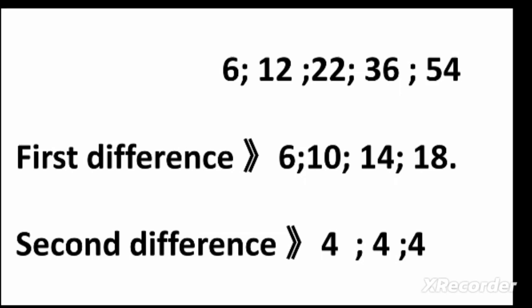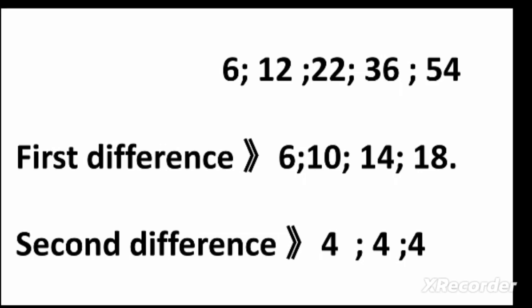This is the sequence 6, 12, 22, 36, and 54. 6 being the first term, T1, 12 being the second term, T2, 22 being the third term, T3, 36, T4, 54, T5. And what you're going to do, like we do in arithmetic sequence: the second term minus the first term, we get the answer, that is 6. The third term minus the second term, 22 minus 12, that is 10. 36 minus 22, that is 14. 54 minus 36, that is 18.